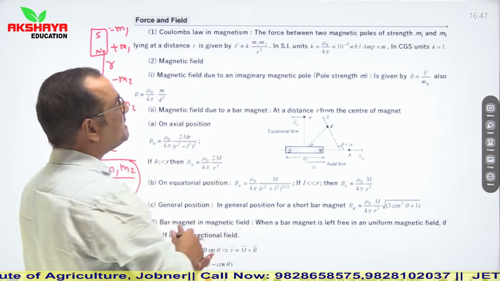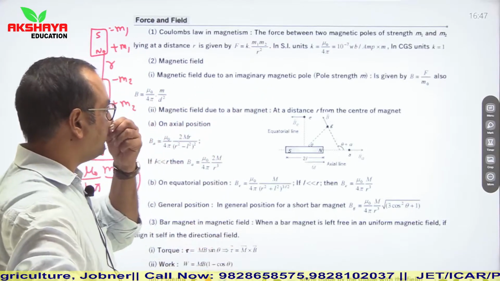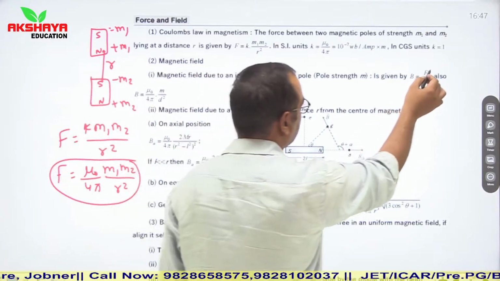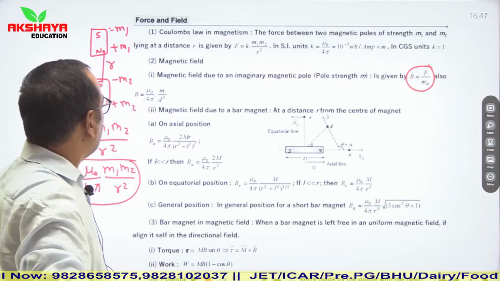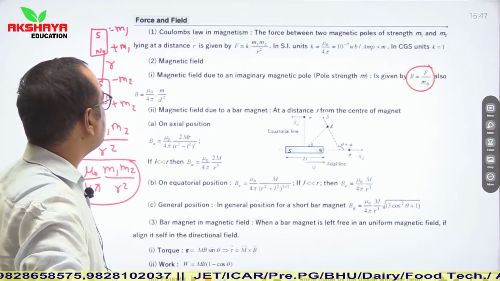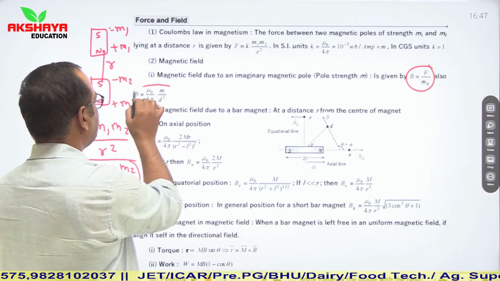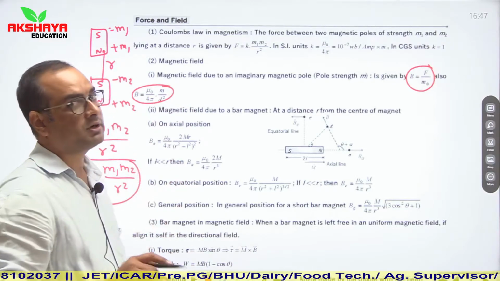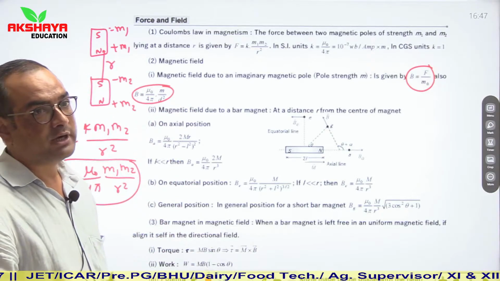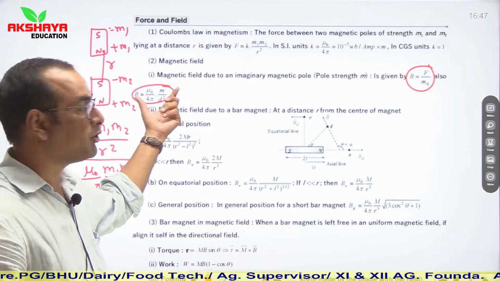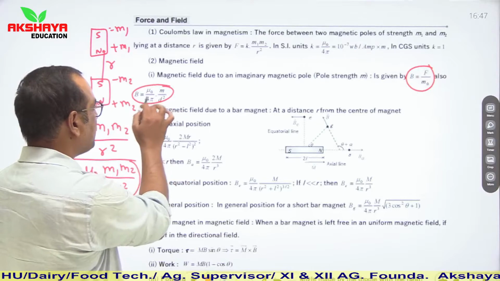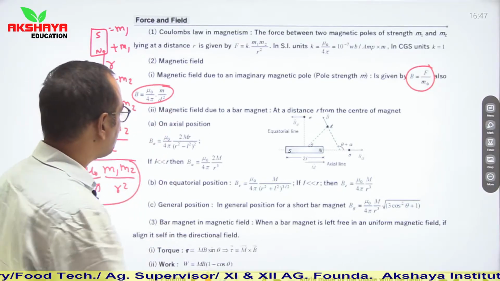Magnetic field due to an imaginary magnetic pole. Magnetic field is given by B is equal to F upon m naught. It is the general definition. Also it can be defined as B is equal to mu naught m upon 4 pi d square. As we talk about electric field due to a point charge, similarly we can also find magnetic field due to a pole of a magnet, which is mu naught m upon 4 pi d square.